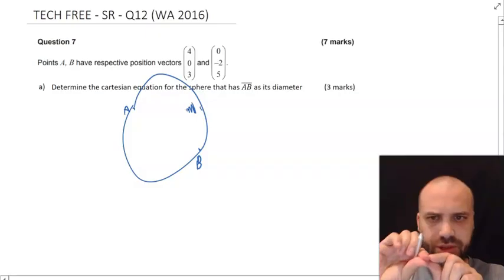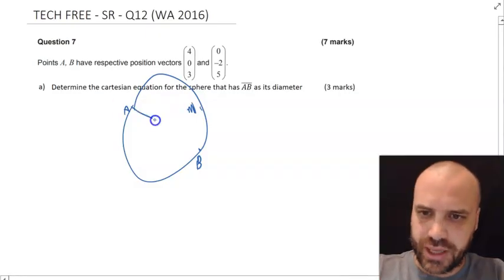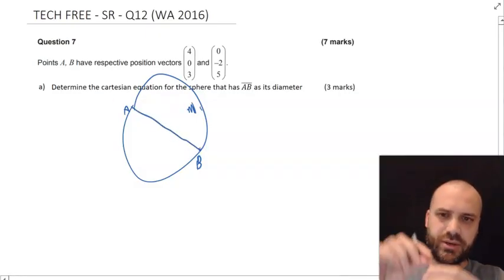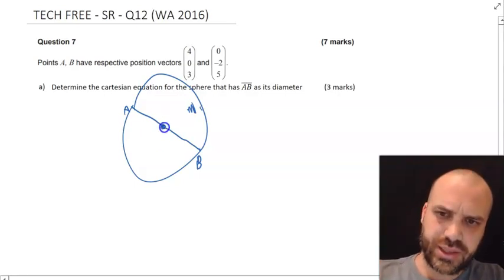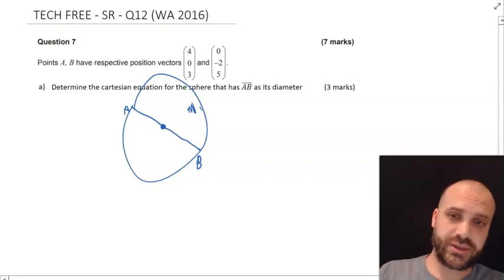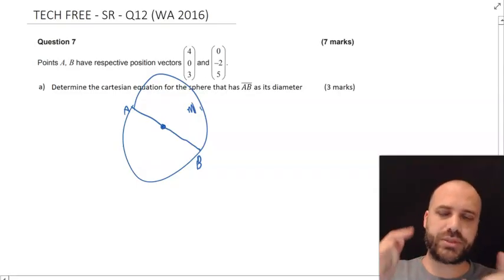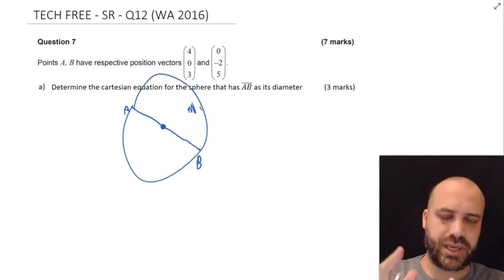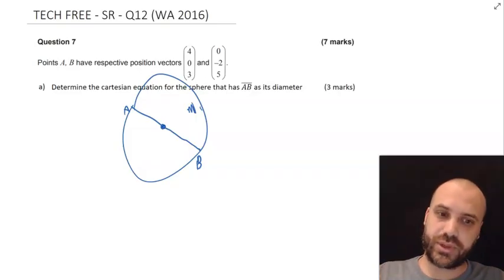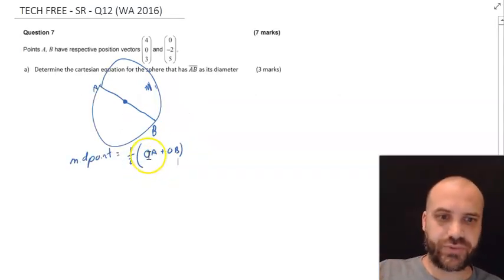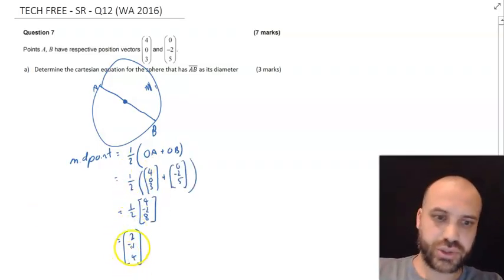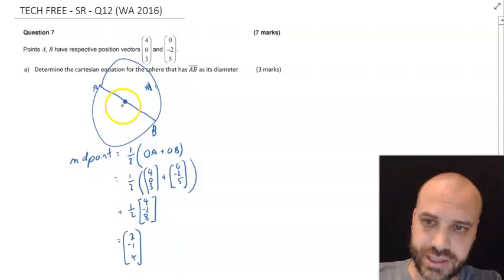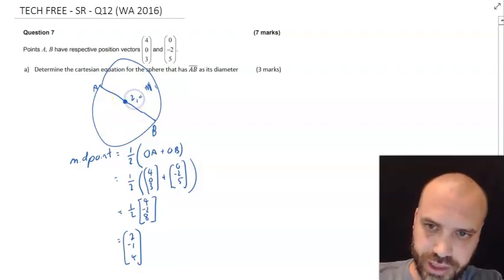Okay, there's a diameter that passes through AB, and that's the key here, right? Because if that's the diameter, then there must be some point here that is the center of our sphere. Specifically, the midpoint between points A and B. And you should know how to find midpoints. Midpoint is half of the 2 vectors added to each other. Okay, so doing all of that, we get (2, negative 1, 4) as the center. So this point right here is (2, negative 1, 4).